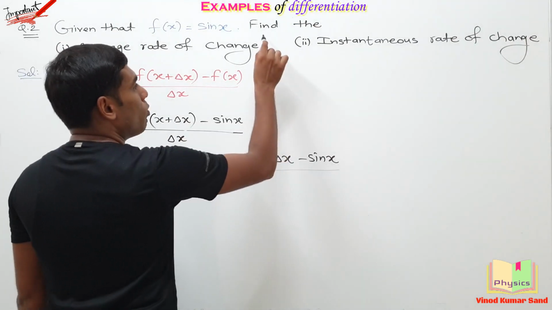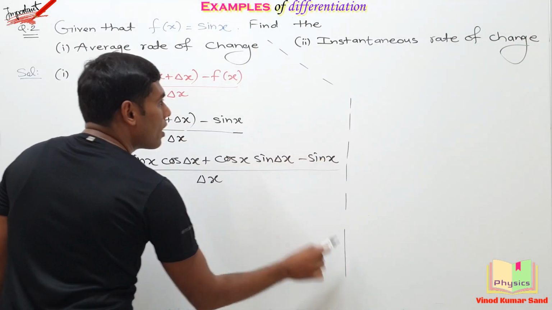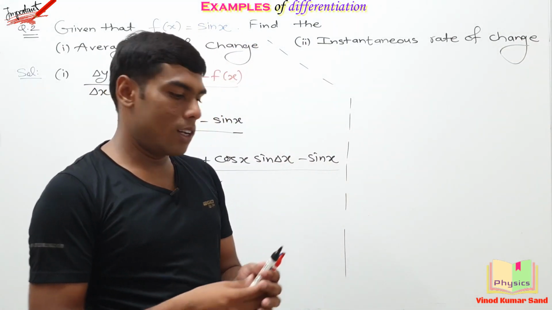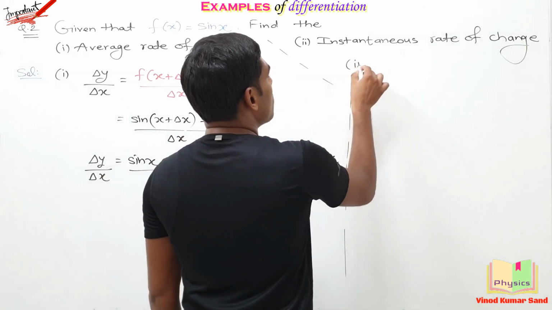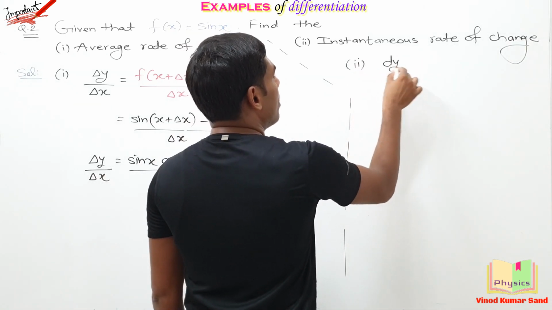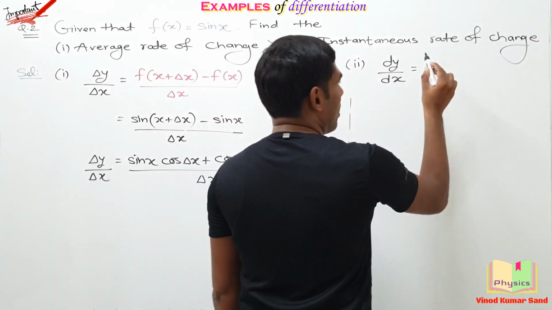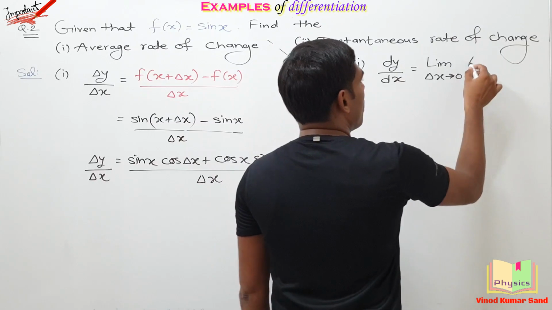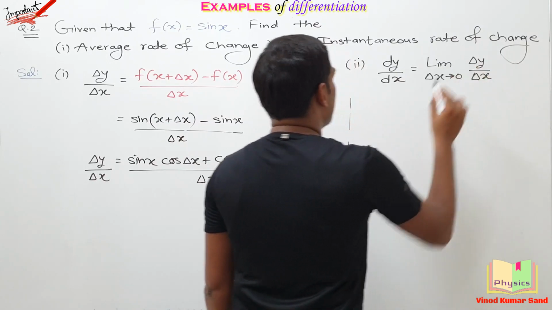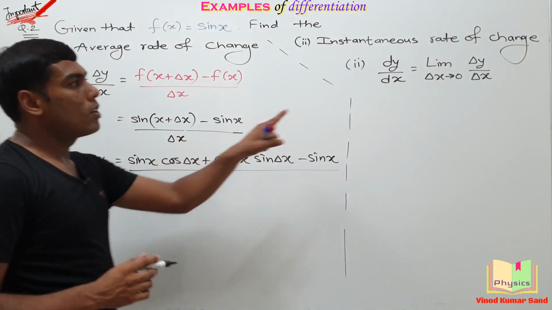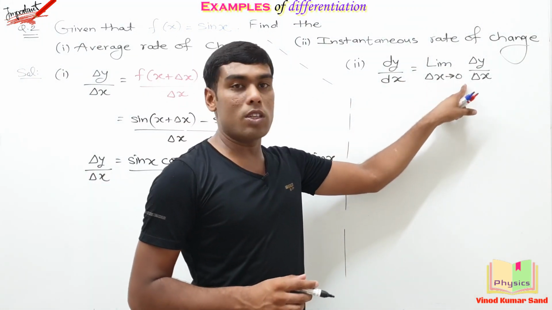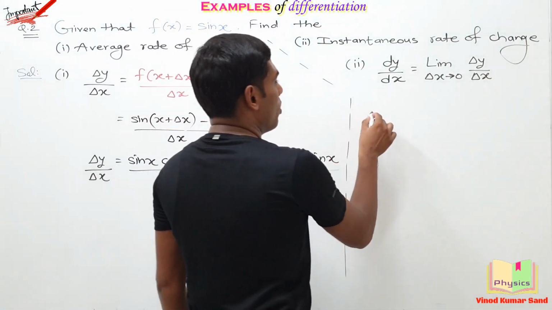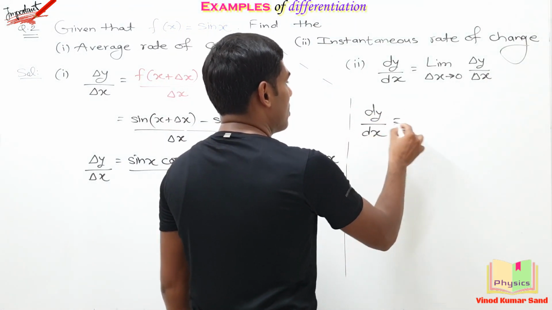The next part was asking us the instantaneous rate of change. Do you remember the formula for instantaneous rate of change? For instantaneous rate of change, you write dy by dx is limit delta x tending to 0 del y by del x. So we have the delta x tending to 0 for this entire expression. So now pay attention as we are going to obtain the dy by dx.